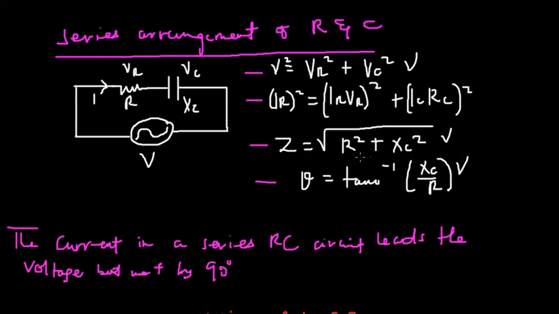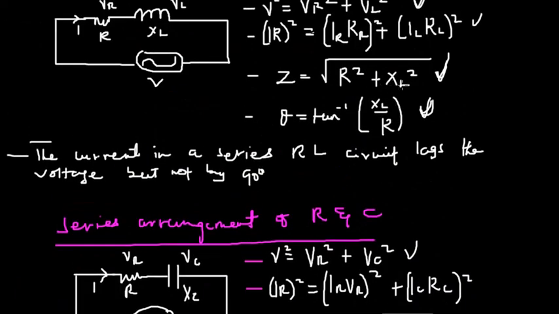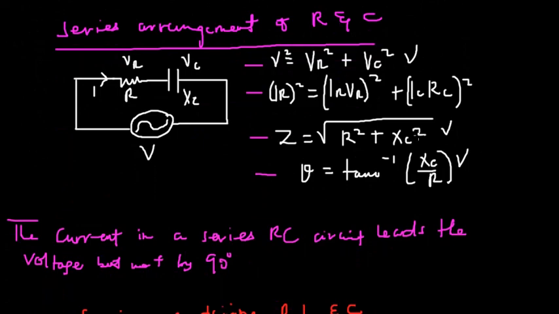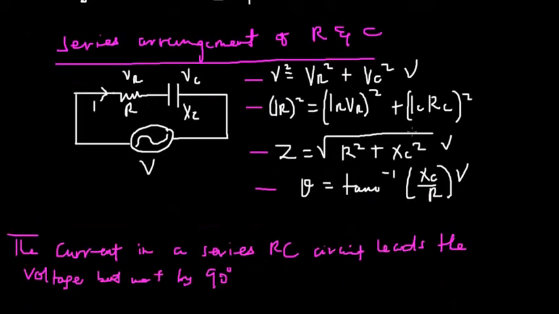Most importantly, we know that Z, just like in inductance, is the square root of R squared plus X subscript L squared, in that form. We also have the series arrangement for resistor and capacitance. Their impedance also is the square root of the resistance squared plus X subscript C squared.